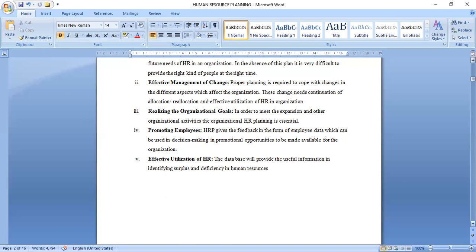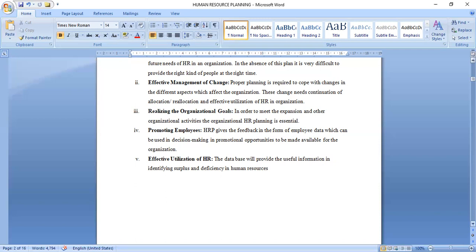Then also human resource planning has an objective of promoting employees. We are going to realize that, as employees, I believe some of us are employed and working for organizations somewhere. And as an employee, you always desire to go to another level. You desire to be promoted.